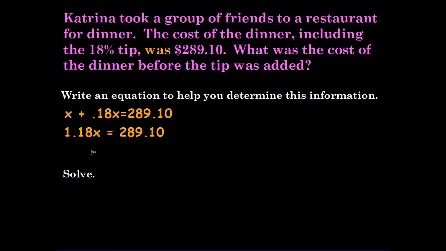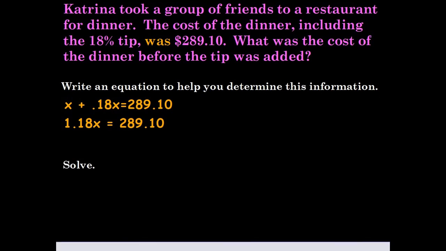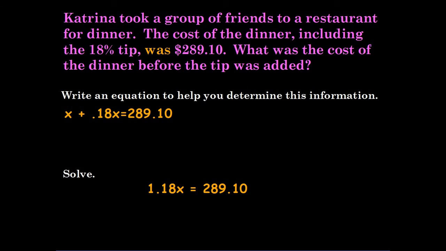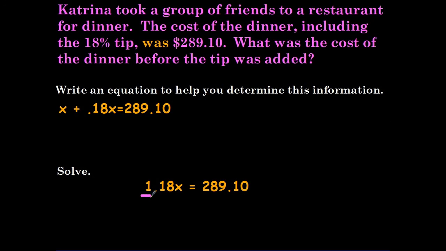Now ideally what you will have done is said, oh okay, I want x by itself, so I know how to solve this problem. In order to solve this problem, I know that I want to divide both sides by 1 and 18/100. Ooh, that's a very messy 8, but I think you guys see what is going on. And that will give me what x equals.